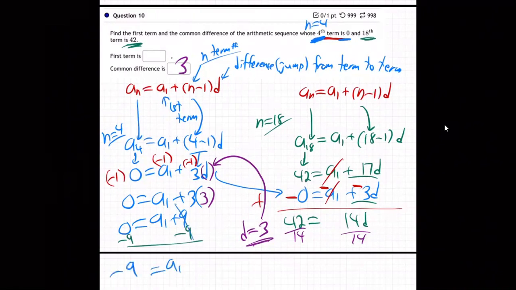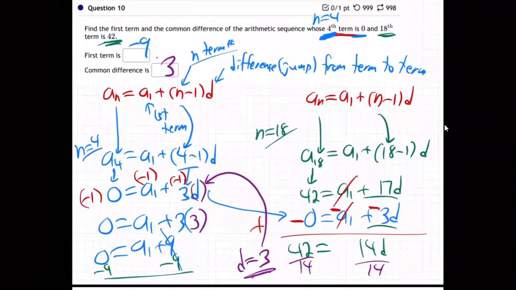A1 is -9. So the first term must be -9. First term is -9, and the difference from term to term is 3. So let me run over how I did that again, and then I'll show you another way.